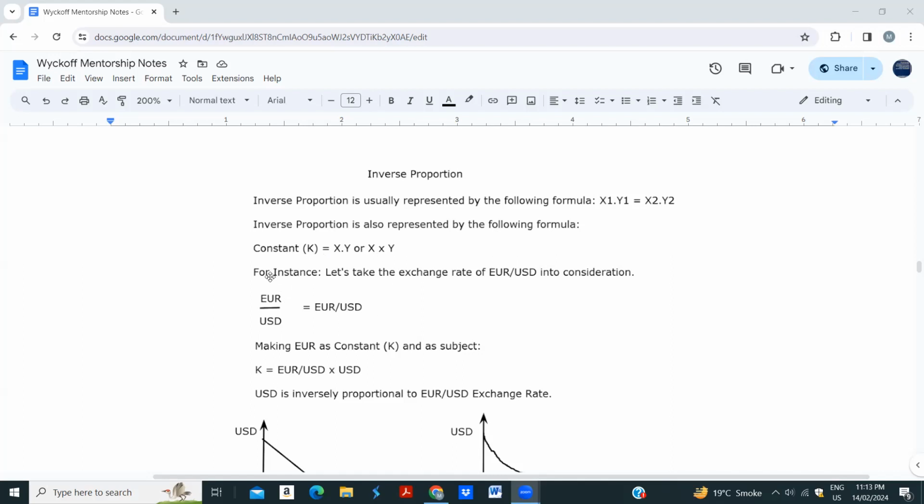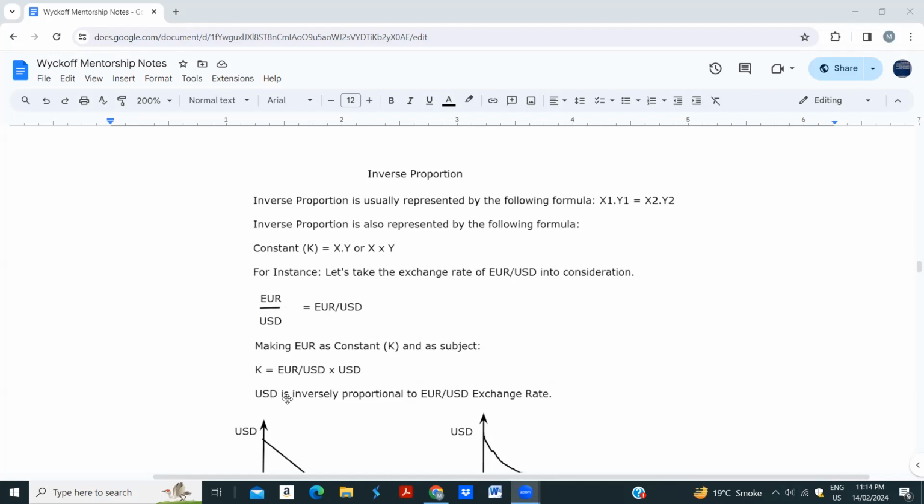So it's very simple. For instance, let's take the exchange rate of EUR/USD into consideration. Euro divided by US dollar is equal to EUR/USD, making EUR the subject. So we have to make EUR constant K, and we send the US dollar from the denominator to here. So constant K is equal to the EUR/USD exchange rate multiplied by the US dollar.